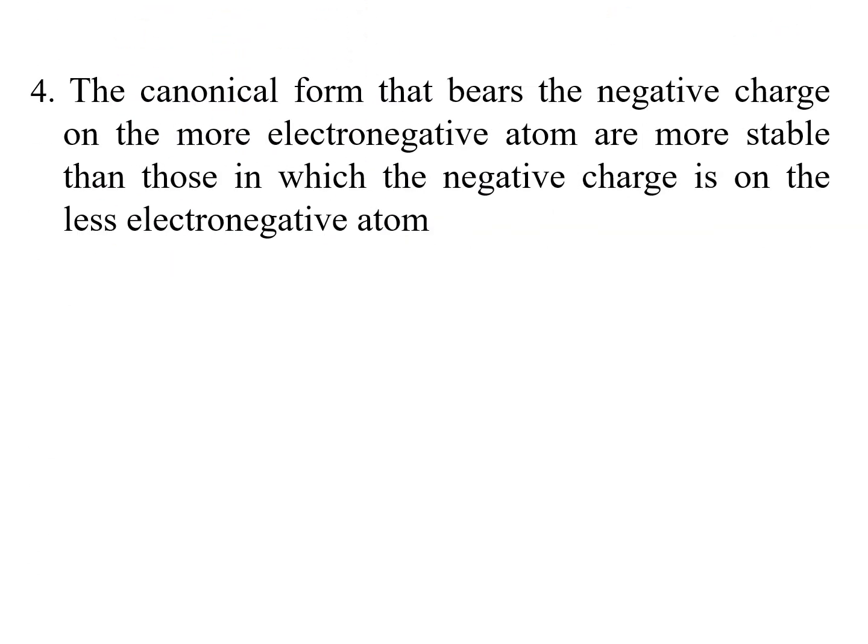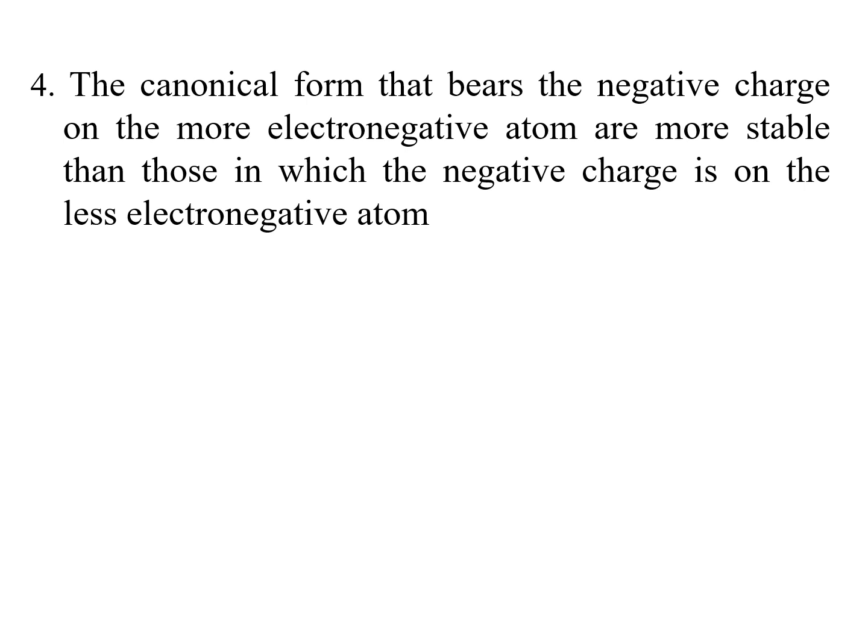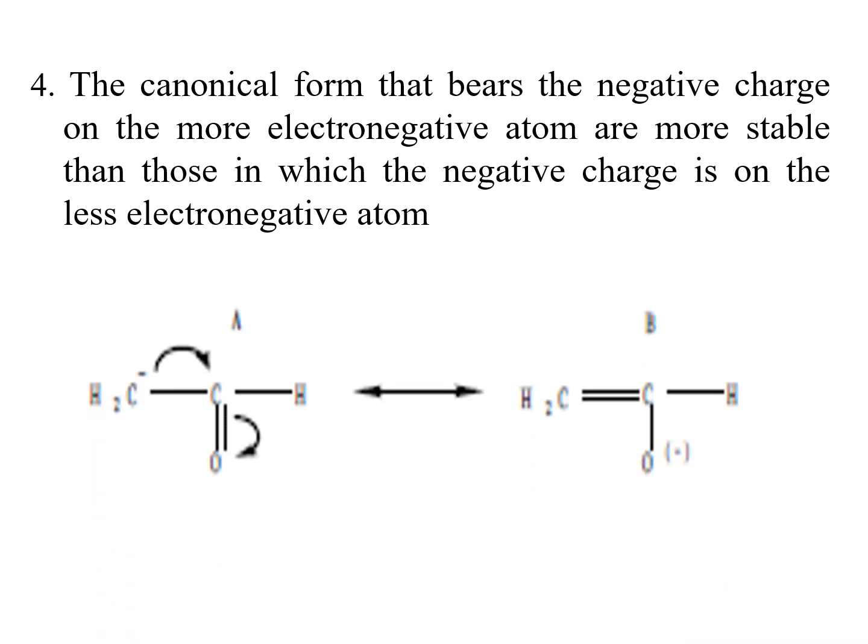How do we know a stable canonical form? A canonical form that bears negative charge on a more electronegative atom is more stable than one that bears negative charge on a less electronegative atom. Carbon is less electronegative than oxygen. So a canonical form like A, which has the negative charge on carbon instead of on oxygen, is not stable. But a canonical form like B, which has the negative charge on an electronegative atom like oxygen, is stable. So B.